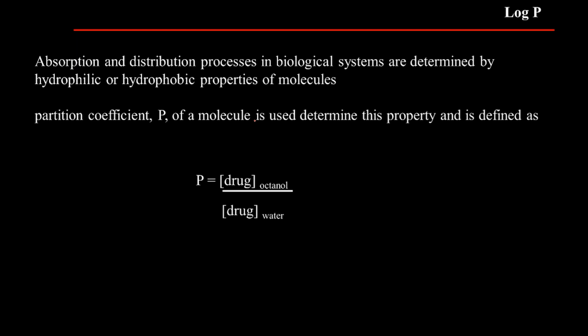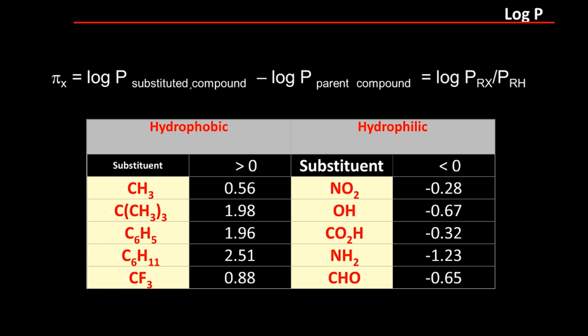parameter. Another descriptor which is very, very important is the log P here. Okay, that's the log P. Absorption and distribution process in biological systems are determined by the hydrophilic, hydrophobic properties of molecule. We looked quite a lot about this log P. Log P is nothing but the partition of this particular molecule in octanol divided by in water. Okay, more in the octanol, that means we call it hydrophobic, less in octanol, more in water, we call it hydrophilic.